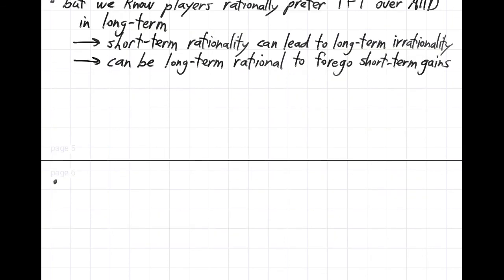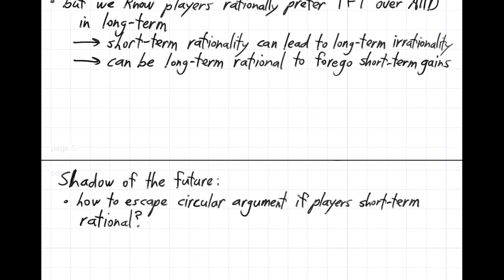Yeah, the other way is this idea of the shadow of the future, which sounds kind of ominous. So if players are rational in the short term, how can we get away from this circular argument that breaks down cooperation? Well, one way is if we can get rid of the certainty of the end of the game. The problem with having M rounds in particular was that all the players know when the game is going to end, and so they can change their behavior in the last round, and therefore the second last round, and therefore the third last round, and so on. But if they don't know when that game is going to end, then they can't take that step.